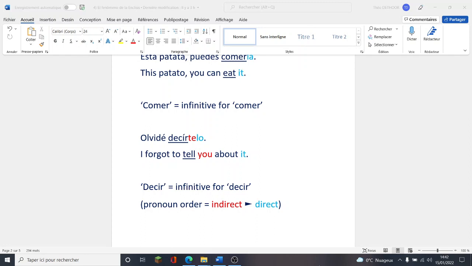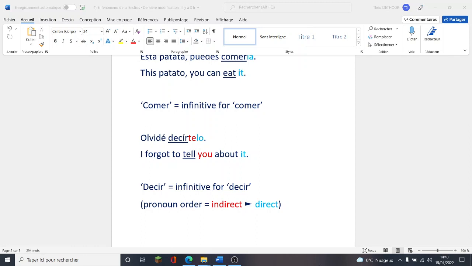You can watch my video about word stress if you don't understand what I'm talking about right now. So basically decir is the infinitive form for decir, I noticed it. But how can you know which pronoun you need to stick first and which one you need to put at the very end of the word? Well, basically you need to put first the indirect pronoun and then the direct one.